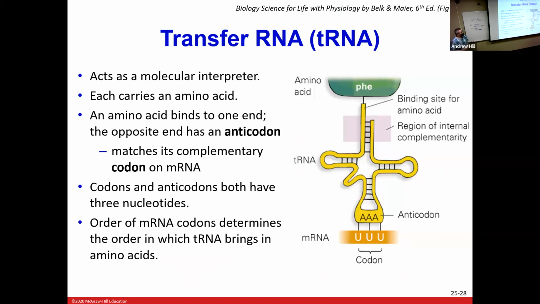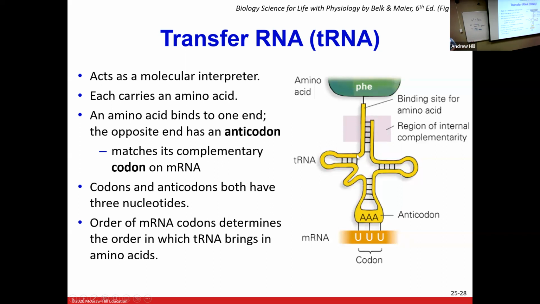All right, let's look at some of the other players here. We need to understand what transfer RNA is. As it says here, it acts as a molecular interpreter. It carries amino acids, like a little shuttle that carries things around. As you can see here, the amino acids bind to one end. There's a binding site for an amino acid here. Here we have phenylalanine.